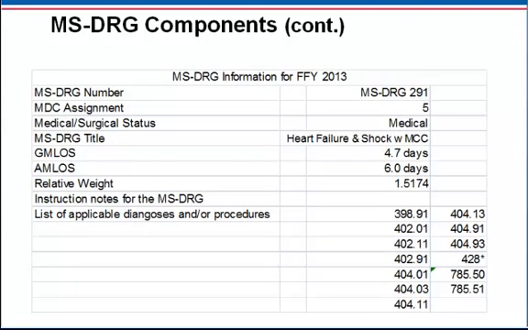So this is an example of MS-DRG information for 2013. So this patient fell under 291. They fell under MDC number 5, which means they had a disease or disorder of the circulatory system. So that is determined again by the diagnosis codes assigned on the chart. And the length of stay is 4.7 days. The relative weight was 1.5174. And then you can see all the codes that were assigned to this patient.